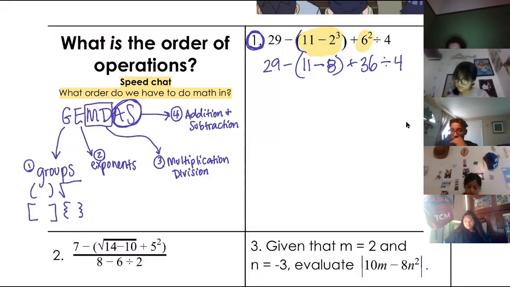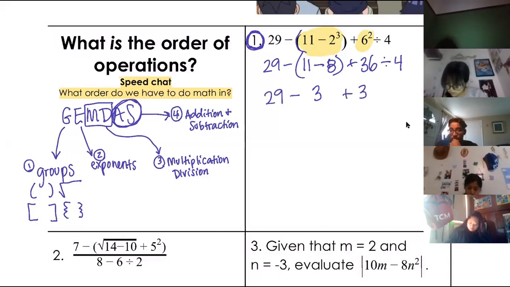All right, we still have a group though. We still have parentheses. So I'm gonna go ahead and do 11 minus 8, which is 3. And once I have just a number there, I'm gonna bring down everything else. I don't need to write those parentheses anymore. All right. I dealt with my groups, right? I dealt with my exponents.